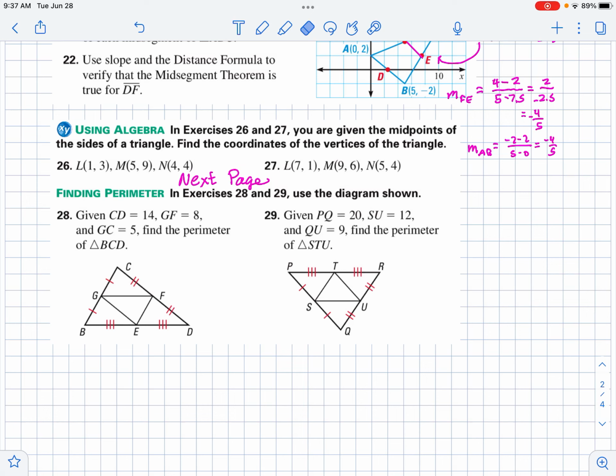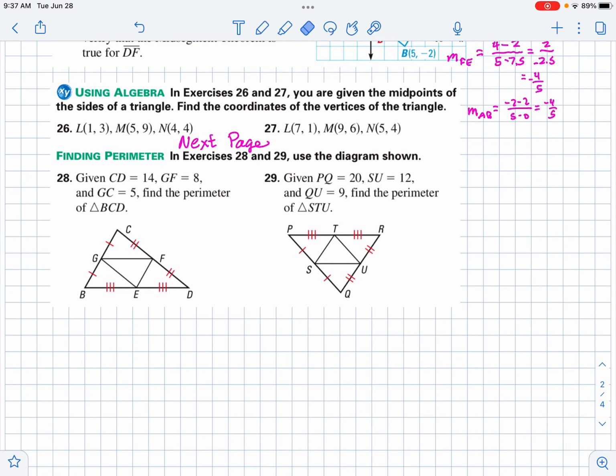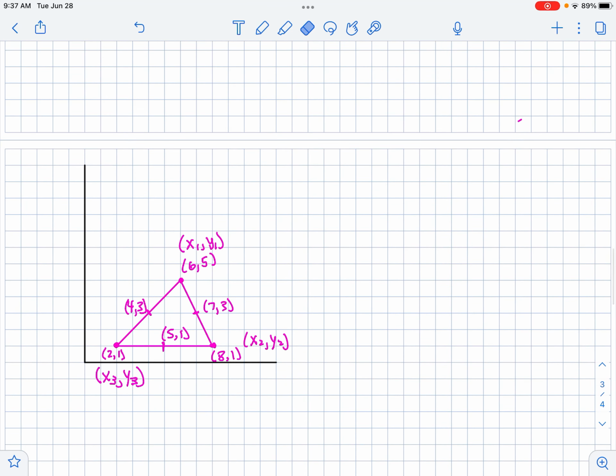I was looking over some of the problems in the mid-segment problem set, and I came across number 26 and 27, and I thought that might give you a little bit of vexation. So I thought I would give you an idea about how to go about solving that. Because what you're given is the midpoints of the sides of a triangle, and you want to find the coordinates of the vertex of that triangle. So let's just think about how we could go about that.